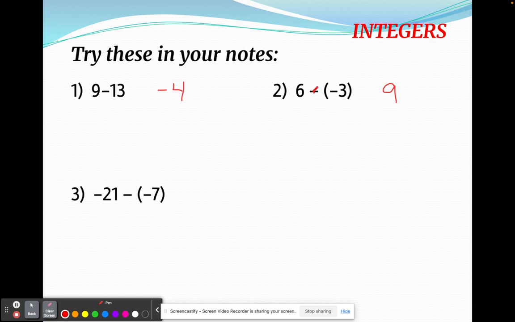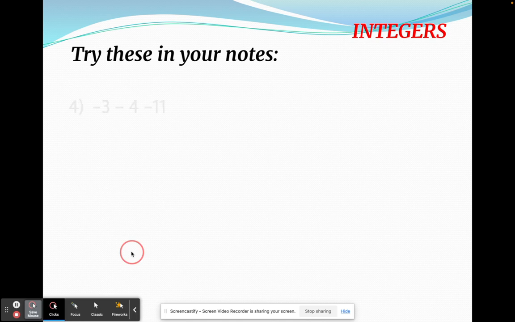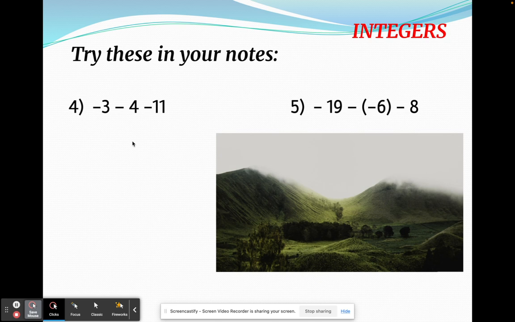Remember, this becomes adding. 6 plus 3 is 9. 9 minus 13 is negative 4. This becomes adding. Negative 21 plus 7 is negative 14. I'll try a couple more.